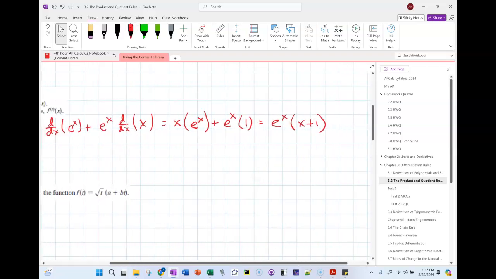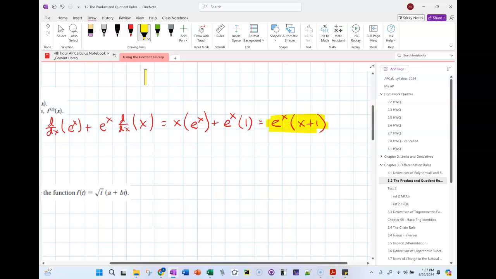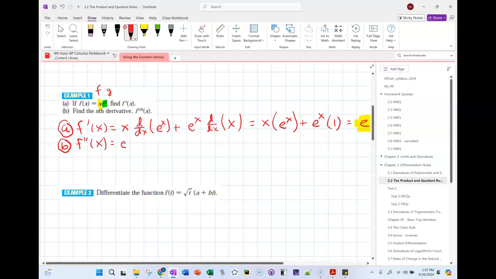So I'm going to be taking the derivative of that. So I have f times the derivative of g plus g times the derivative of f. Does everybody feel okay there?